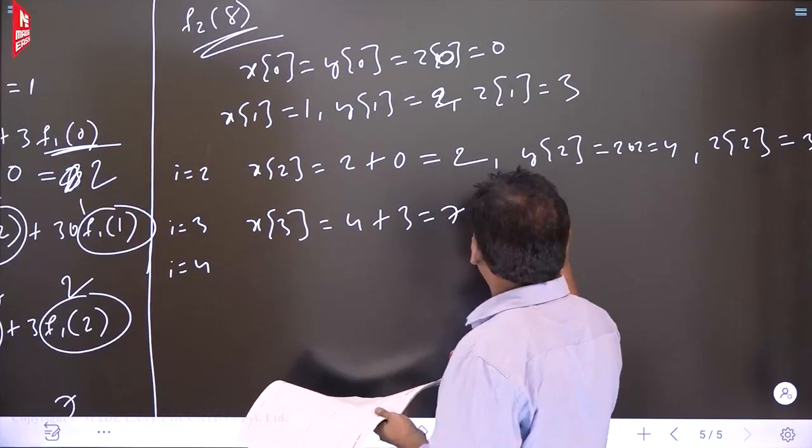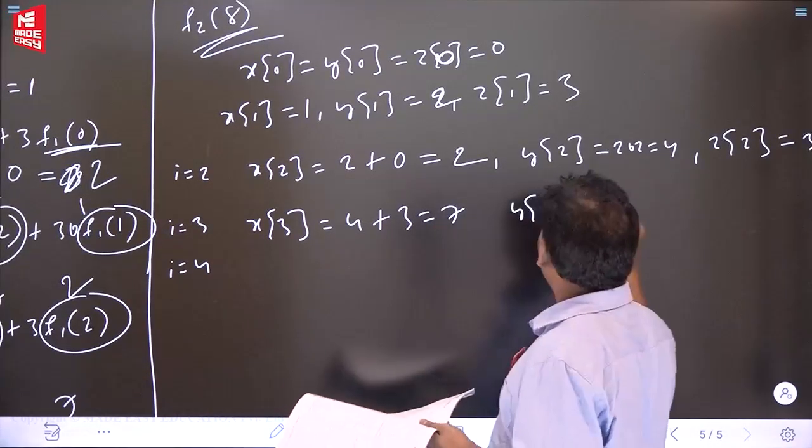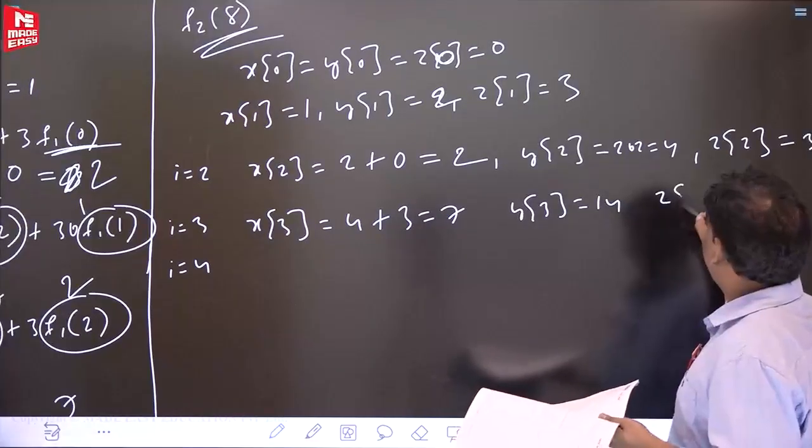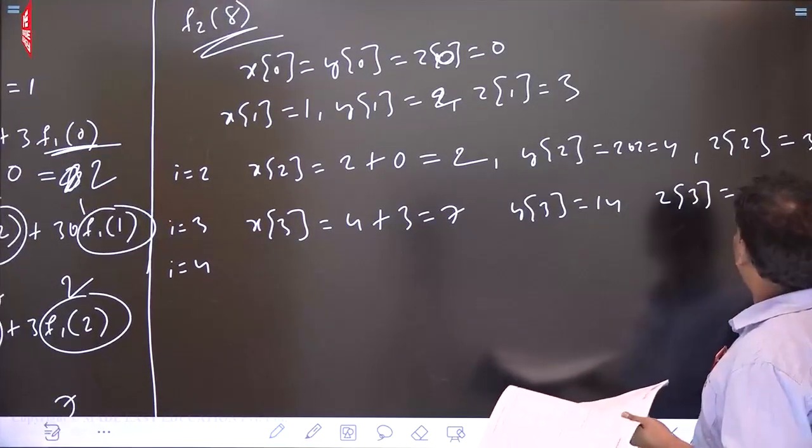Now in a similar way, what about y3? 2 times of this, 14. Can you say what about z3? 3 times of that one. What is the answer? 21.